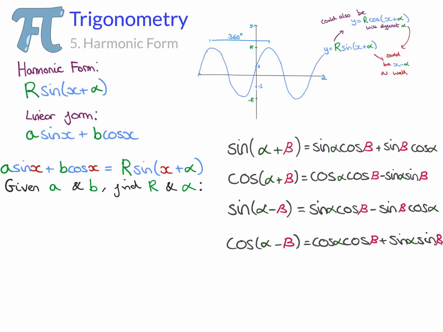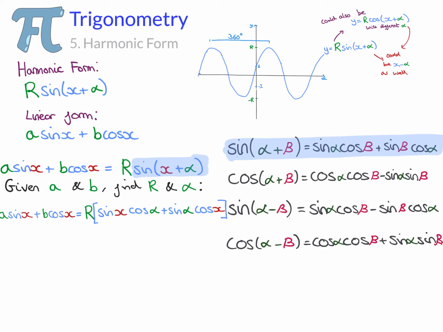First, recall our list of angle addition formula from the last video. We take whatever harmonic form that we have been asked to use and write it out in terms of simple sine and cosine functions using the relevant angle addition formula. Now when we expand the bracket and reorganize our terms, we find that this expression can be written in terms of sine x and cos x, with coefficients in terms of r and alpha.